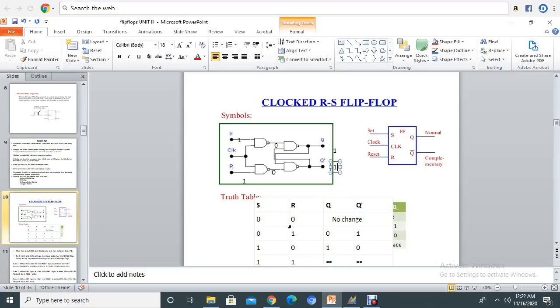To clear the flip-flop, you have to set the reset is equal to 1. To set the flip-flop 1 at the output, you have to apply the set input S is equal to 1. This is the working of RS flip-flop.